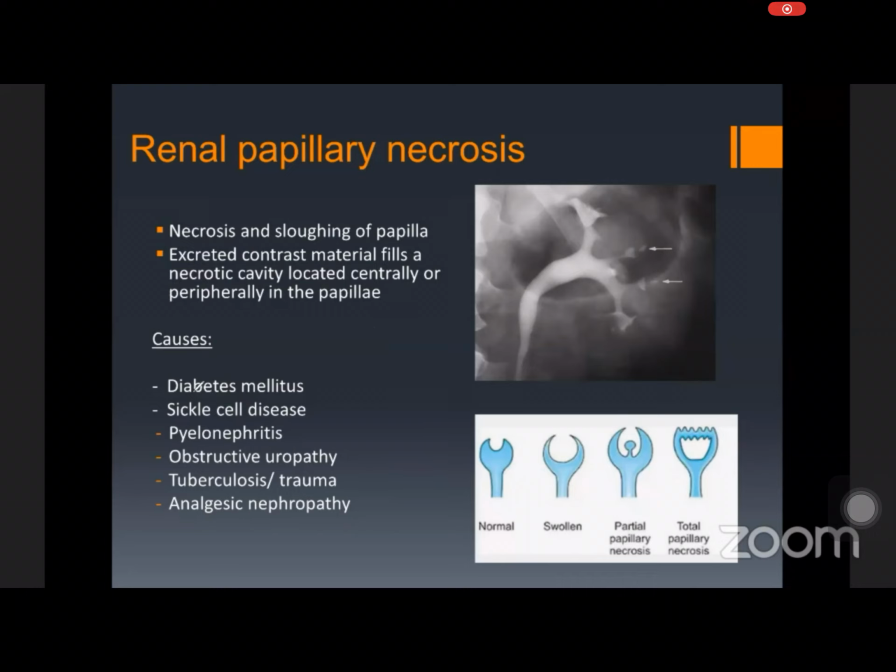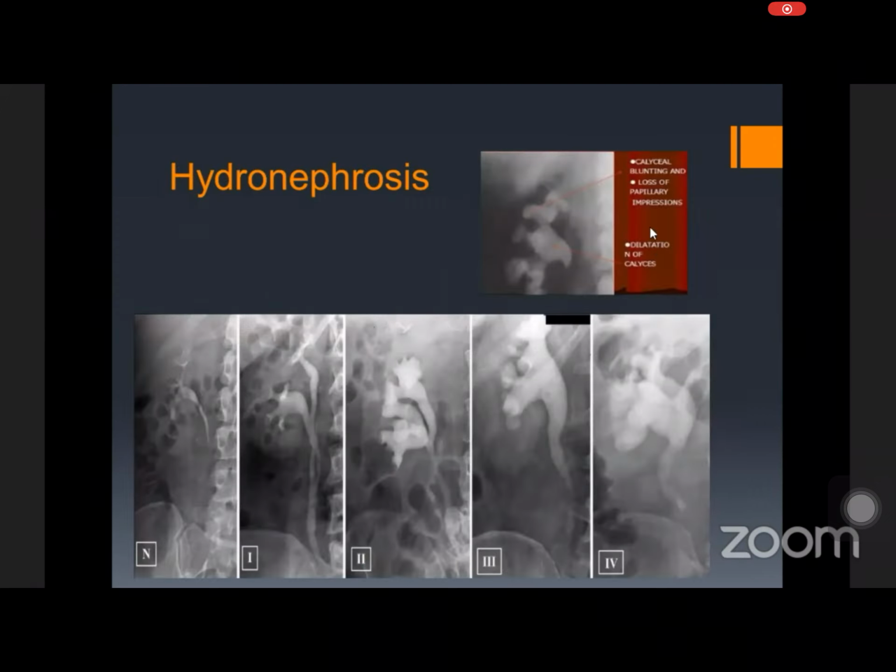The common causes of papillary necrosis are diabetes, sickle cell anemia, analgesic nephropathy, and other causes like pyelonephritis. So here we see a normal papilla, and here we see a swelling of the papilla, and here there is partial necrosis and filling of contrast in the center of the papilla, and here we see a complete papillary necrosis.